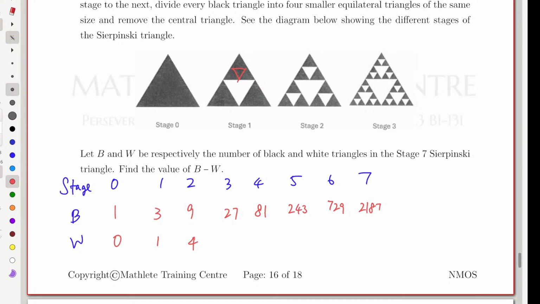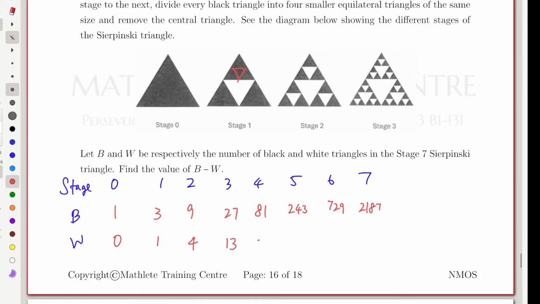What about the number of white? The number of white is actually going to be adding up the number of blacks together. Here you have a 1 and a 3, they give you a 4. Next step, if you count, the number of white is actually 13. It's because you have the existing 4 triangles, and then you add on the new 9 white triangles you create in the previous step. So stage 3 has 13 white triangles, the 4 from stage 2 plus 9 of them.